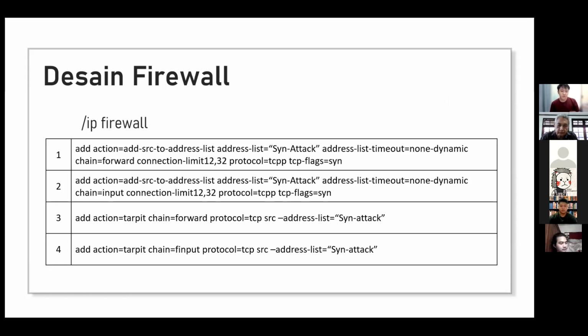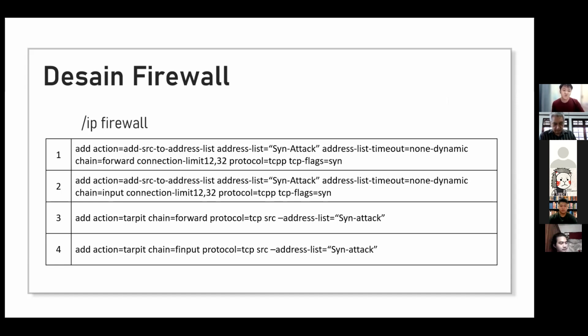The first type has two chains: forward and input. And the second type also has the forward and input chains. The action is target. Who is the target? The protocol, and the source address list in the address list Syn attack.